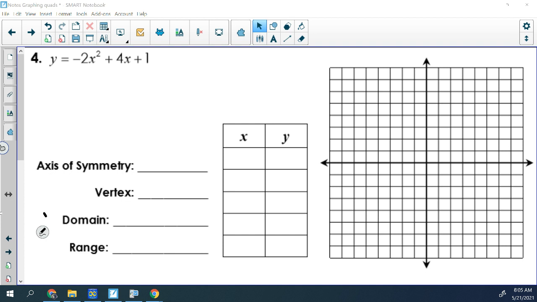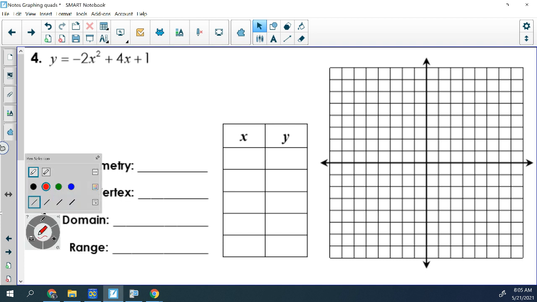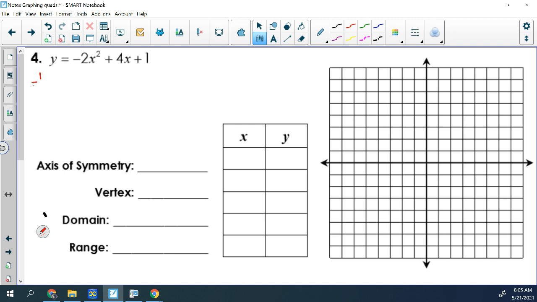Remember, the first thing we're going to do is use the formula x equals negative b over 2a to find this axis of symmetry right here. To do that, we need to know what a, b, and c are. They come from our equation.